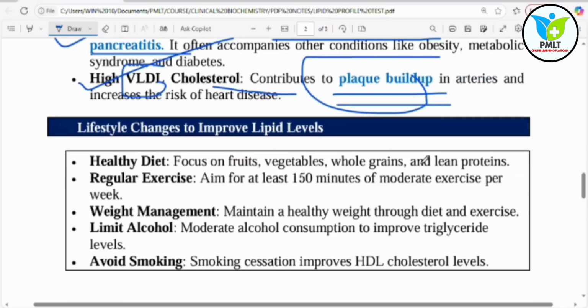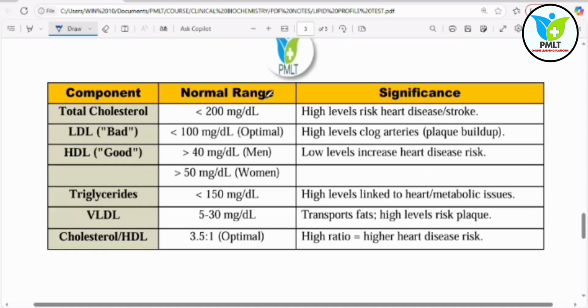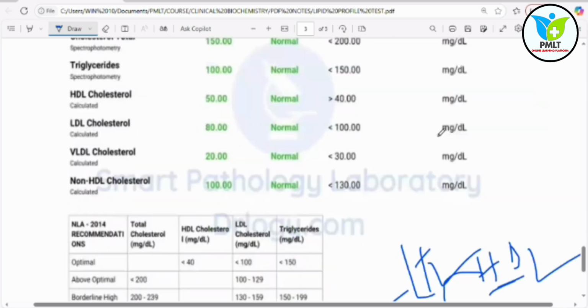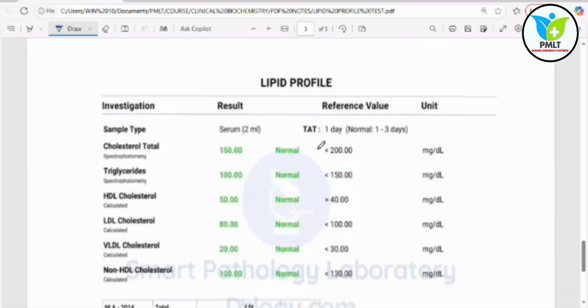That's all the things related to the lipid profile test. These are the lifestyle changes you might make: healthy diet, regular exercise, weight management, limiting alcohol, and avoiding smoking. After that, I have already told you the normal ranges and significance. That is the normal report of the lipid profile test.